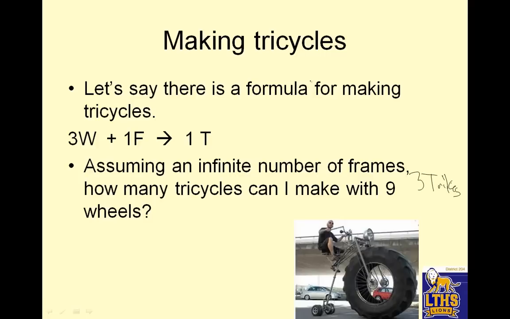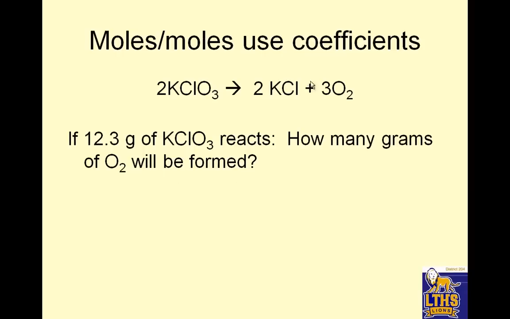Now if you thought about this more mathematically, you can say, look, nine wheels. And remember, these are like moles or particles. So nine wheels, and I want to get out of wheels and go into tricycles. The relationship is the balanced equation, right? One tricycle needs three wheels. Wheels cancel. 9 times 1 divided by 3 is 3 tricycles. That way, when the numbers aren't easy, you don't just look at it and go, oh, 9 divided by 3. We can make sense of it and do tougher ones. So moles over moles use coefficients, which is what we saw before.